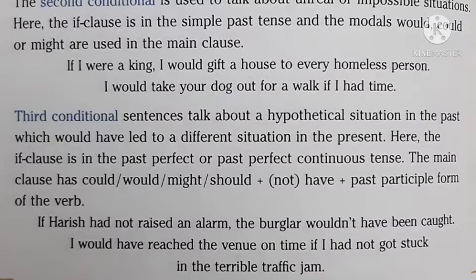Past perfect continuous tense. The form is had been writing, had been singing. Such is a past perfect continuous tense. Now, the main clause will have could, would, might, should, plus (not), plus have. So not will not be there always. Sometimes the sentence will have not. That's why it is put in brackets. Plus the past participle form of the verb. Past participle means the third form of the verb, like written, spoken, sung, drunk, such words.